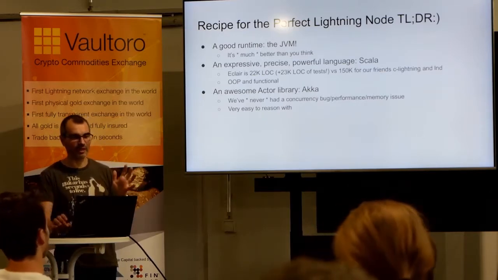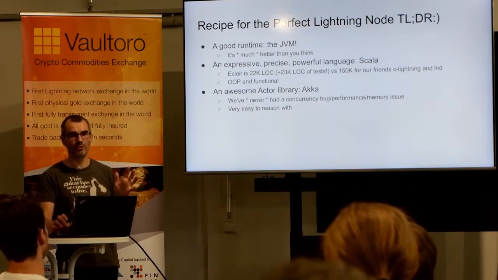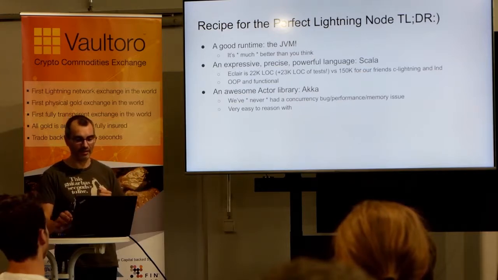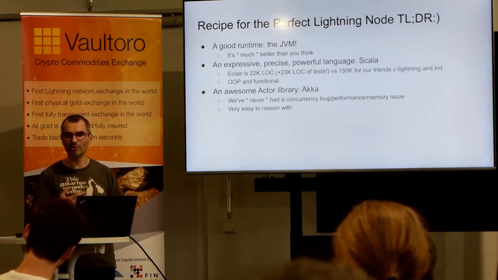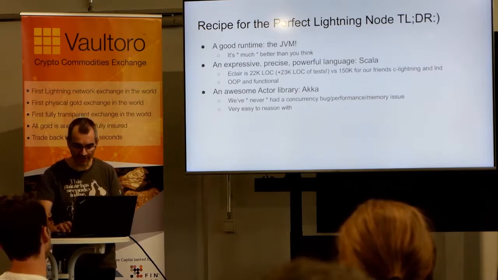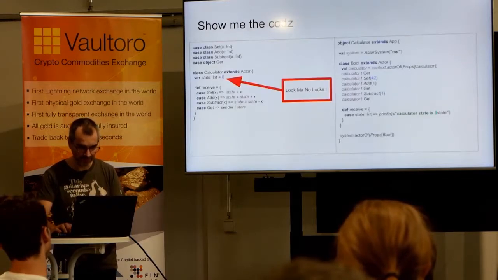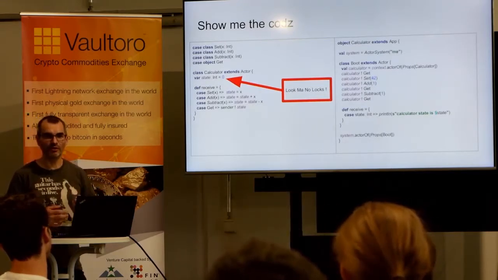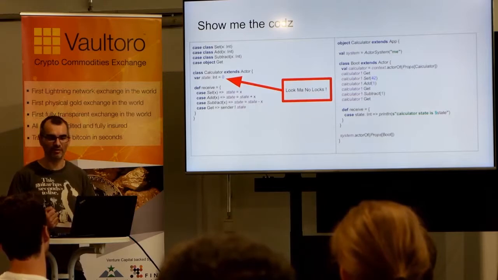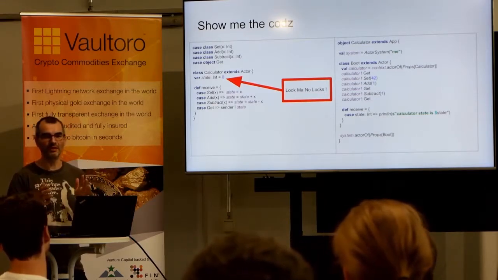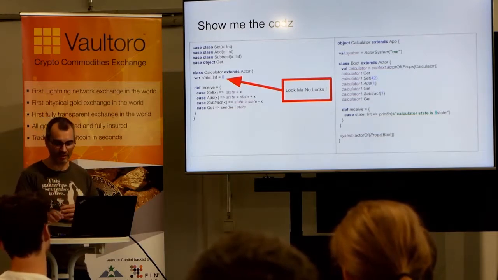And there's an awesome actor library. We've been using Akka for a really long time, even before we started Async. And we've never had a concurrency bug or performance or memory issue that was caused by Akka. So Akka is really awesome. But the big thing about Akka is it doesn't get in the way. You don't see it there. It's not a framework that you have to fight with. It lets you do what you want to do in a really easy to understand way. That's really great.